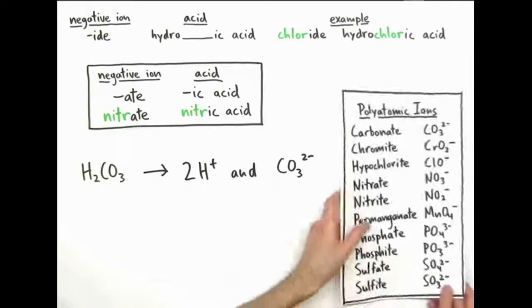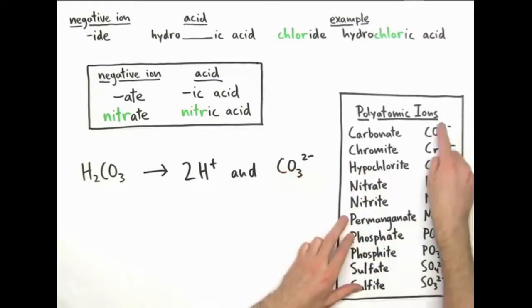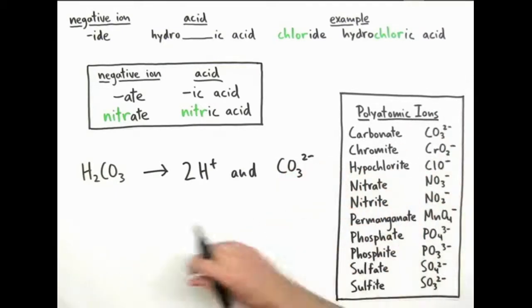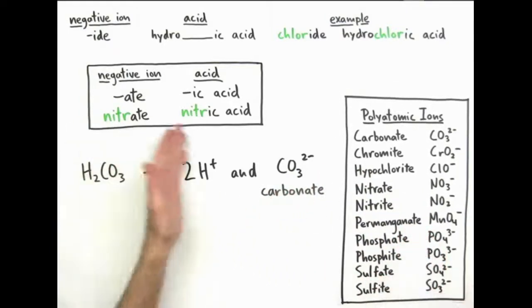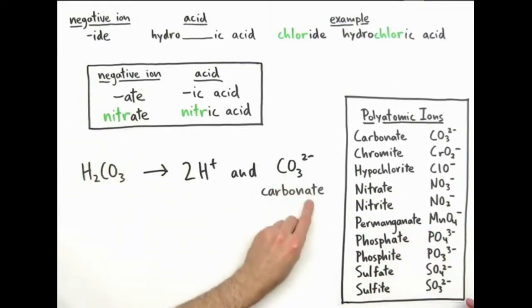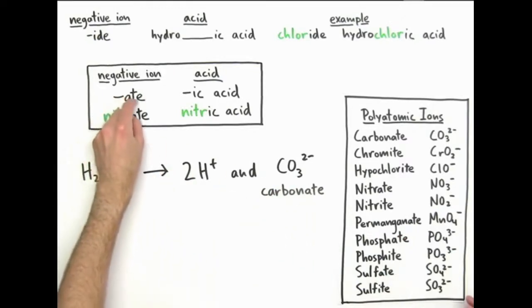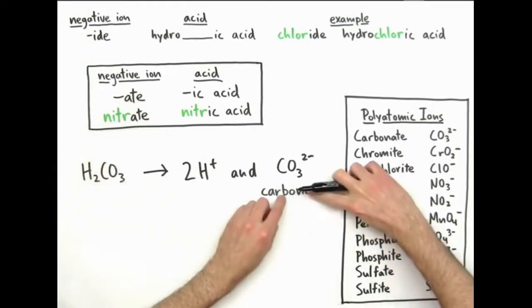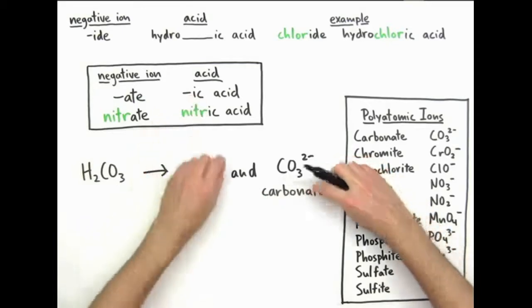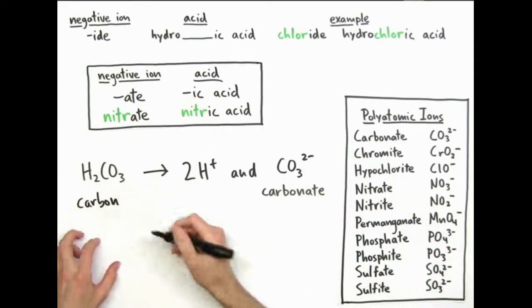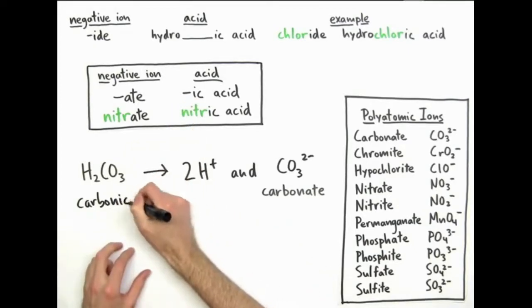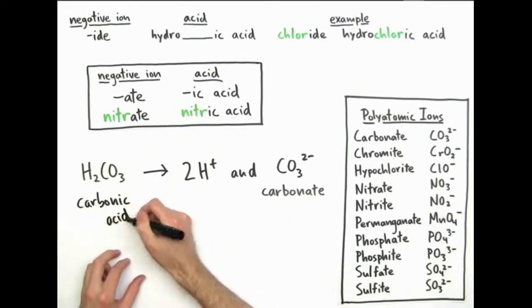This is our negative ion, so we want to name it. It's a polyatomic ion, and CO3 2 minus is carbonate. I've got that right here, so I don't have to write it in. Carbonate. So now using these rules, the name of the ion ends in ATE. So I'm going to take off that ATE. I'm going to replace it with IC. So I'm going to call this carbon, and then IC, carbonic acid.